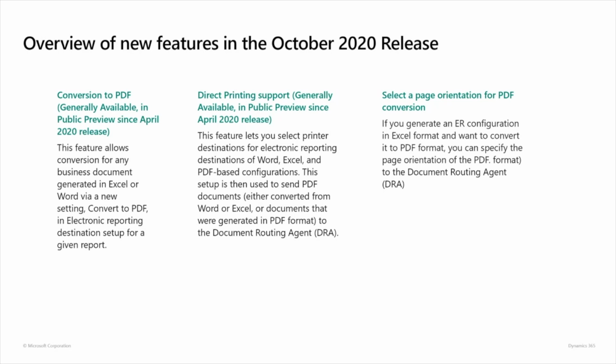What we have done, listening to the feedback of these two features, is release an enhancement to the feature called select a page orientation for PDF conversion. Basically, it allows you to set the page orientation for your Office document when you convert it to PDF, because before only landscape was available. Now you can choose whether you want portrait or landscape when you convert it to PDF, and obviously after that, if you send it to the printer.